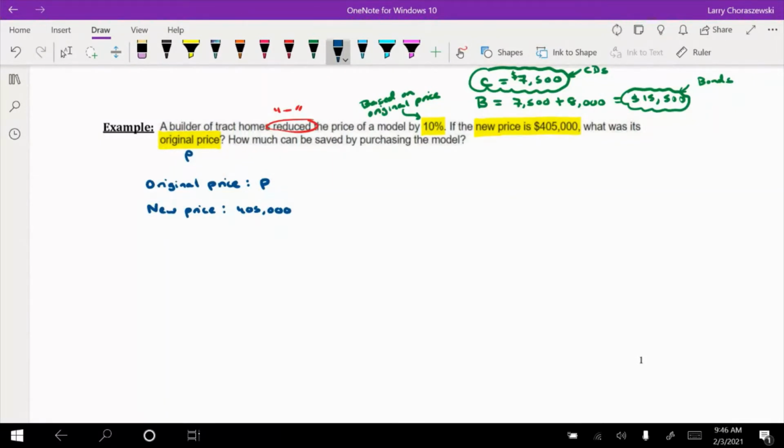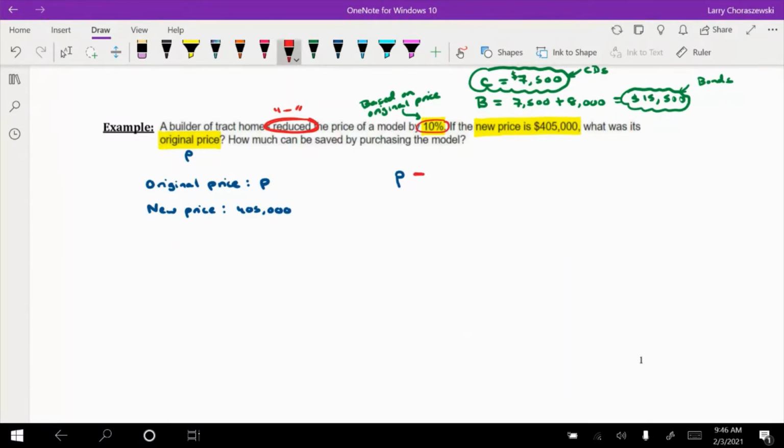Now, how are we going to relate these two? Well, we could start with the original price P, and bearing in mind that we're reducing the original price by 10%, what we could do with this P is subtract 10% of it.